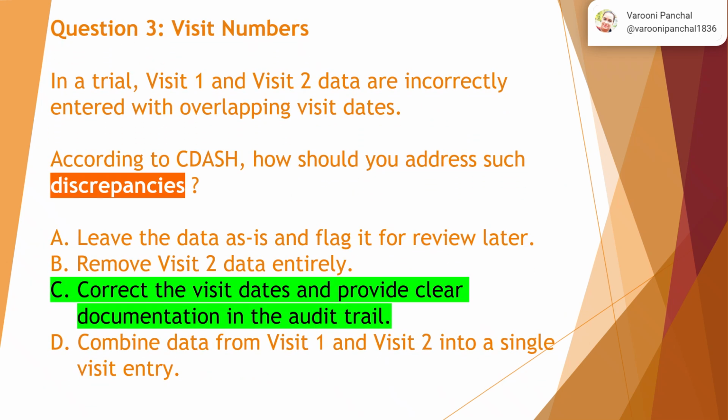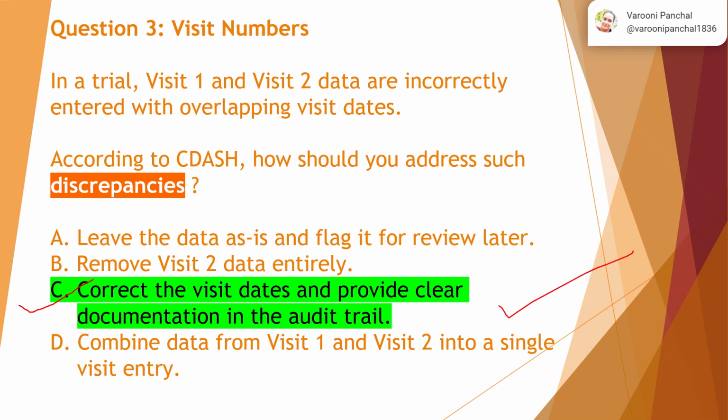Question 3. Visit numbers. In a trial, visit 1 and visit 2 data are incorrectly entered with overlapping visit dates. According to CDASH, how should you address such discrepancies? Now the correct answer here is C, which is correct the visit dates and provide clear documentation in the audit trail. It is very essential that whenever you address any such issues incorrectly entered into the visit dates, especially those related to the time points or the protocol scheduled assessments, which are very important key variables, you should also have clear documentation and an audit trail, right?